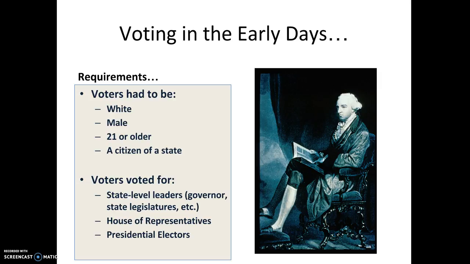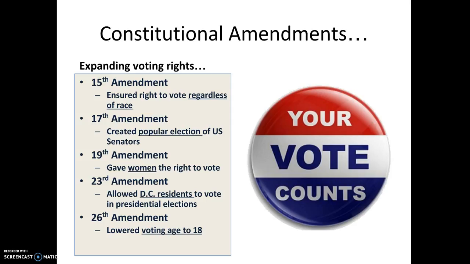A lot of this has changed since then, and it's changed typically through the process of amending the Constitution to give greater voting rights to groups of people, to make voting in the country less restricted than it was when just white adult men were voting for this limited number of offices. Let's look specifically at how that all has changed.